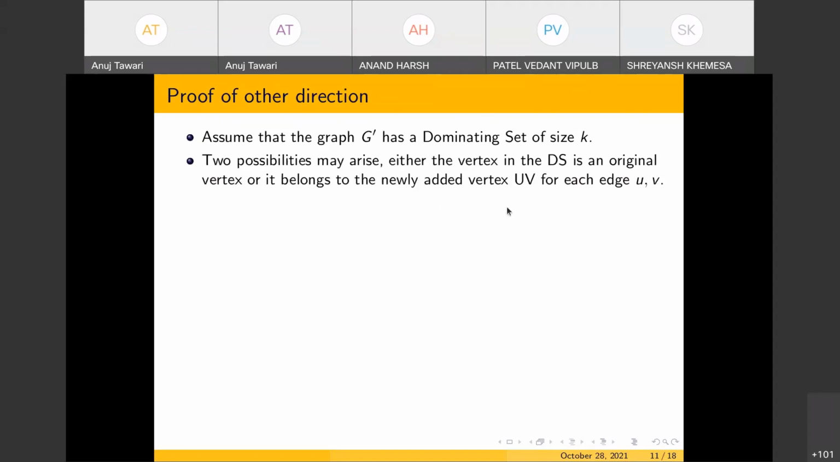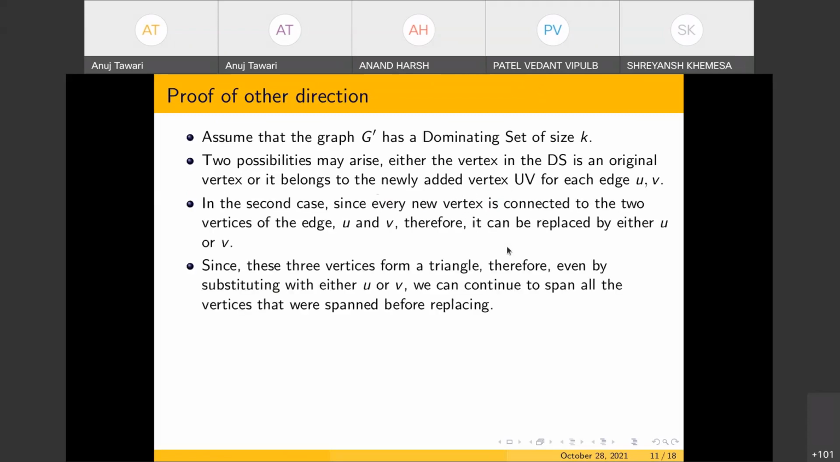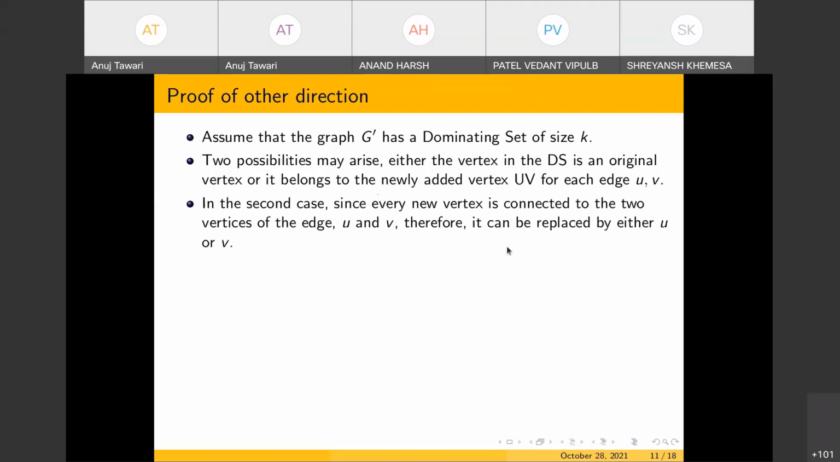So two possibilities are there. Either the vertex in the dominating set is an original vertex, or it belongs to the newly added vertices, the ones that formed the triangle. And what's the second case? It belongs to the newly added vertex UV for some edge U comma V.